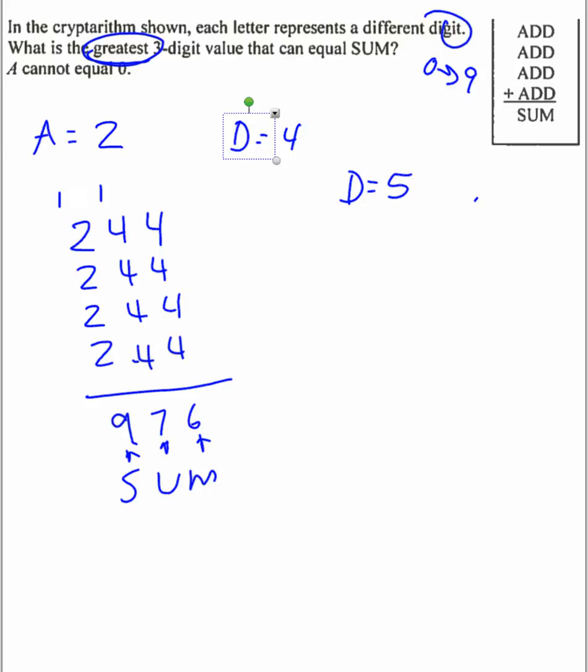I guess the one that I skipped at the beginning, I could have done D equals 1. I didn't do D equals 1. I could have tried that one. So if you're wondering why didn't I try D equals 1, that's why. Why didn't I try D equals 2? Because A was 2, so D couldn't be 2. So let's try 5 now.